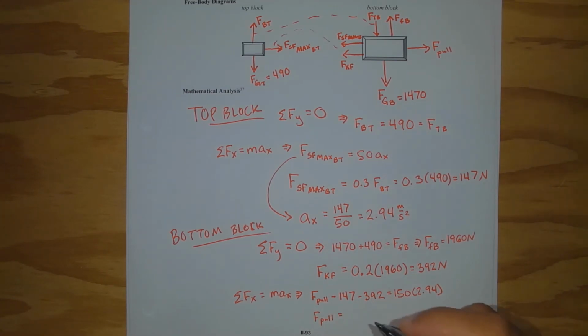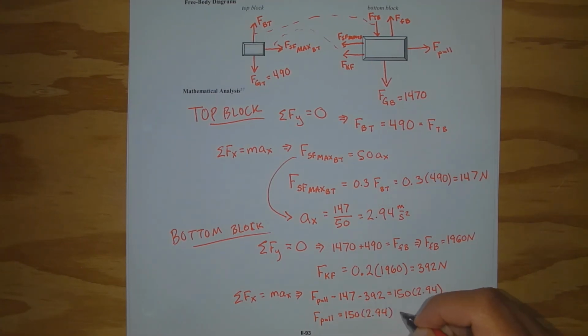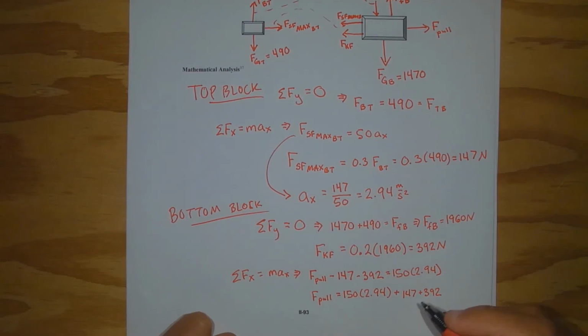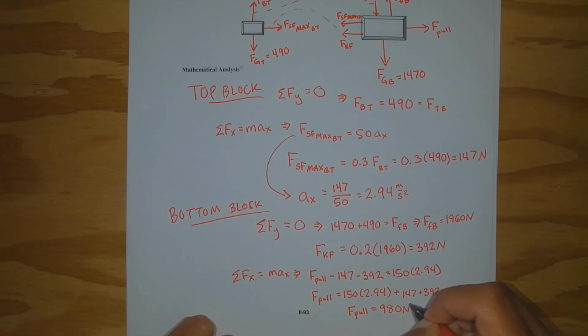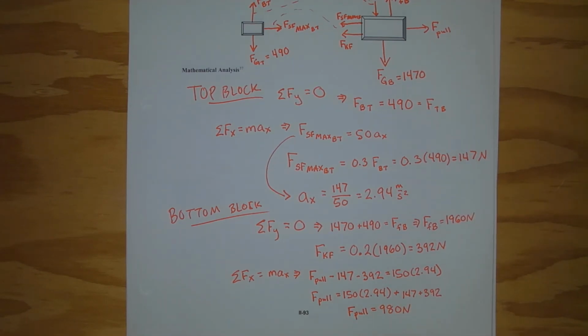And I get the force of the pull is equal to 150 times 2.94, then bringing the 147 and the 392 over to the other side. And that gives me 980 newtons for the force of the pull.